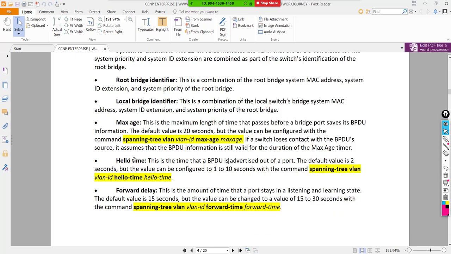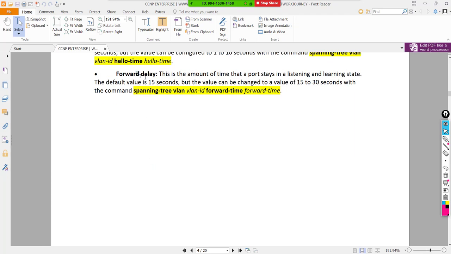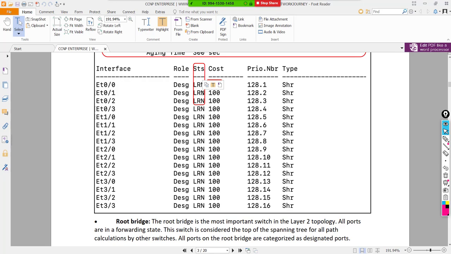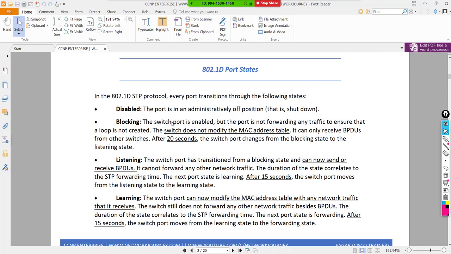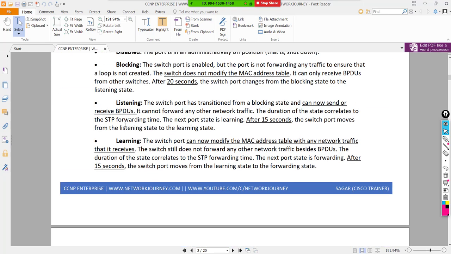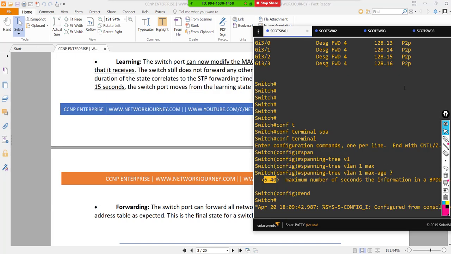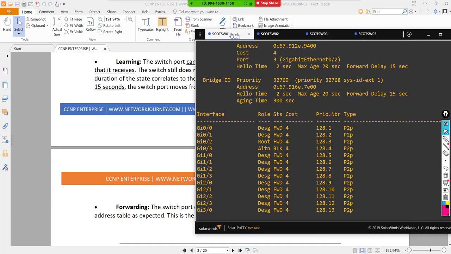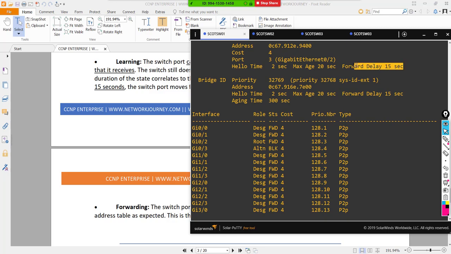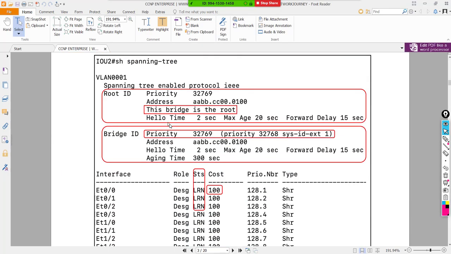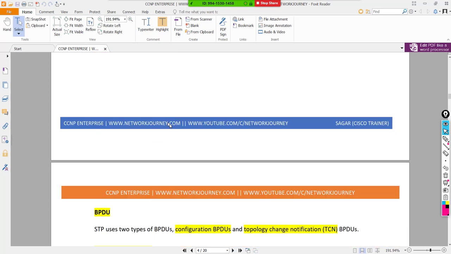Okay. Hello timer. Hello time is nothing but the BPDU advertisement. So it's by default 2 seconds. Forward delay. I told you there are states, right? What are the port states? Blocking, listening, learning, and forwarding. So from learning to forwarding, it is taking 15 seconds. So that is the delay, which is mentioned here under my show spanning-tree protocol. Okay, so those were some key terms.